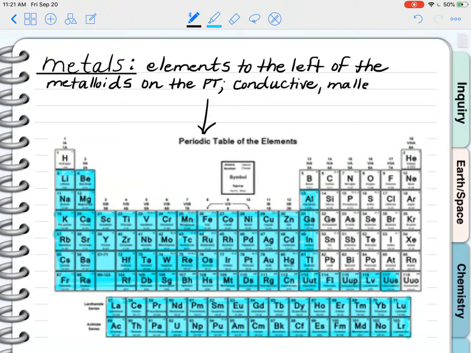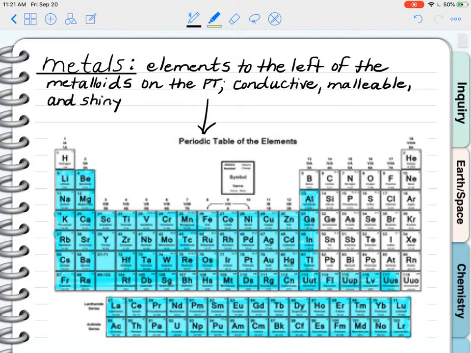Malleable means that they're able to be bent and shaped. You can make horseshoes out of metal because they're able to be bent and shaped. And they're shiny. Okay. So the metals are this area in blue. There are a lot of those.